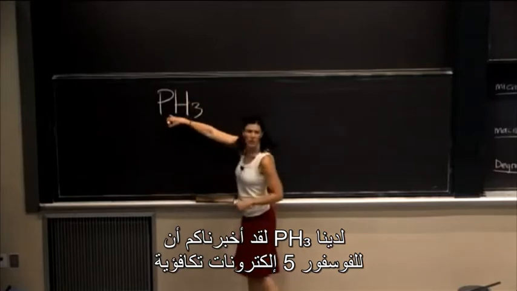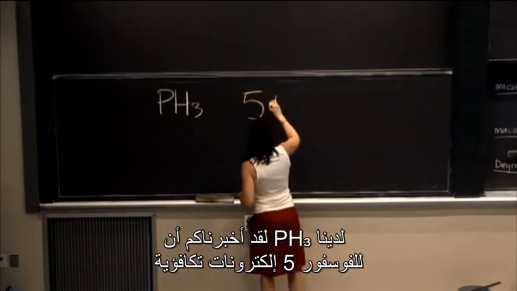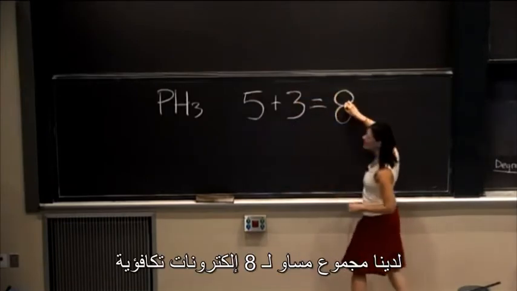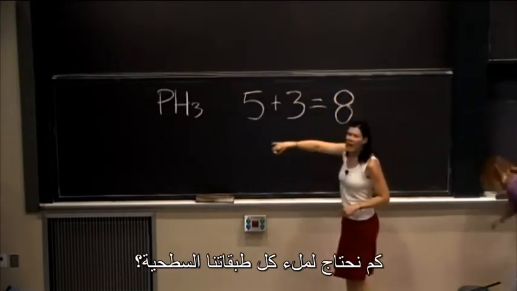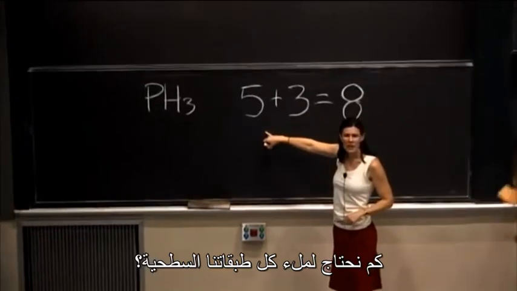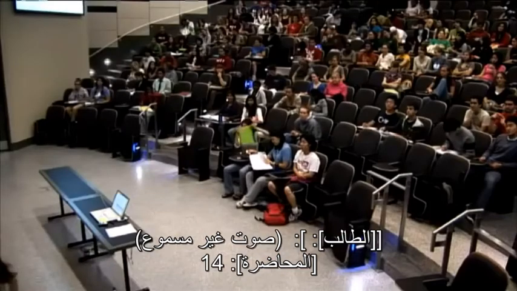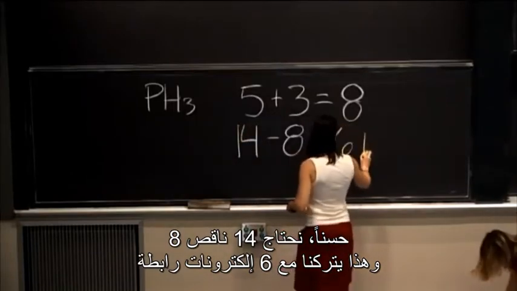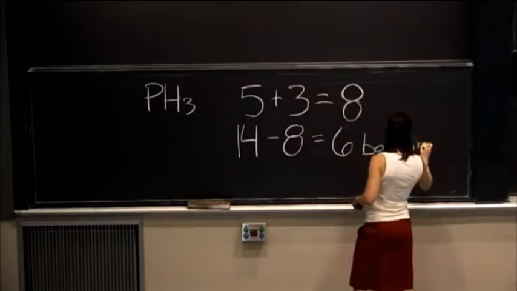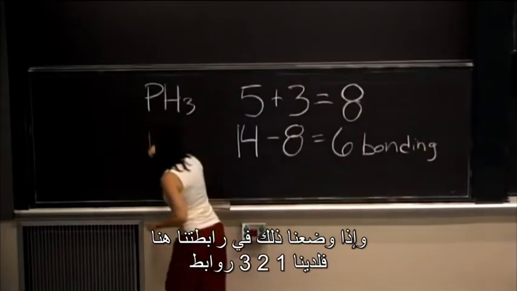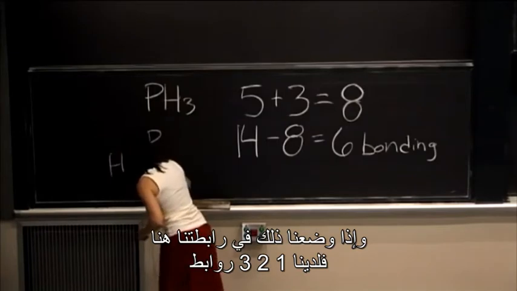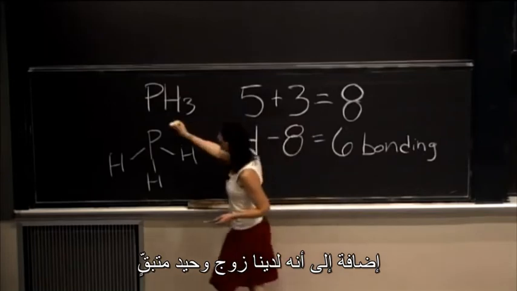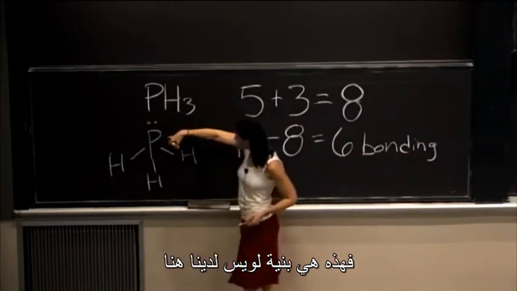We have PH3. We told you that phosphorus has 5 valence electrons plus 3 from each of the hydrogens, so we have a total of 8 valence electrons. How many do we need to get full valence shells everywhere? 14. So we need 14 minus 8. That leaves us with 6 bonding electrons. And if we put that in our bond here, we have 1, 2, 3 bonds, plus we have 1 lone pair left over. So this is our Lewis structure here.